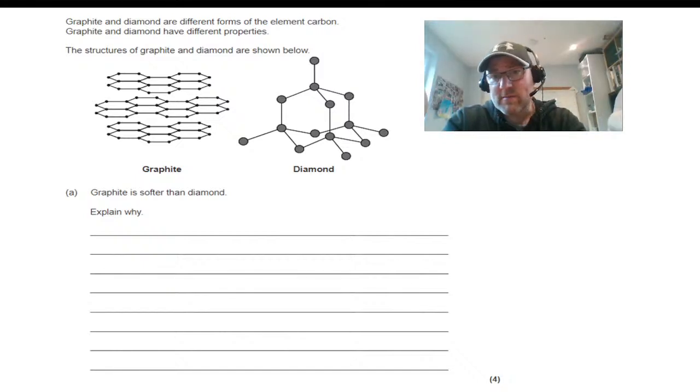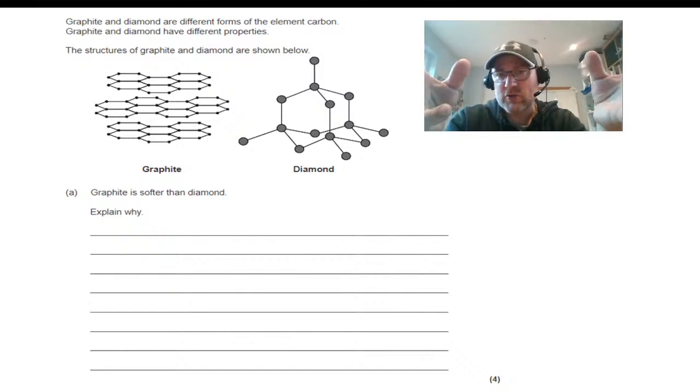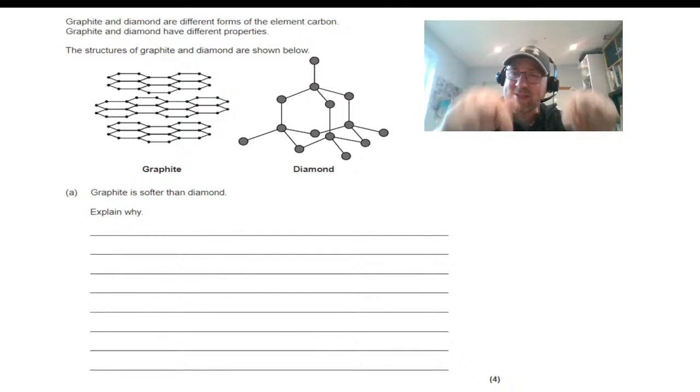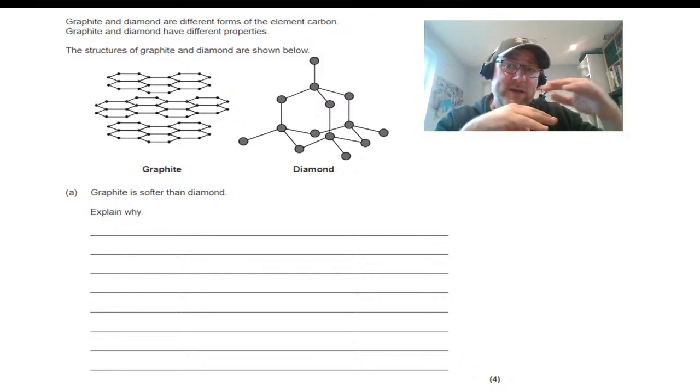They're both giant covalent structures with lots of strong bonds, which need lots of energy to break, but that's not going to get me the marks in this question. This question's not saying why do they have a high melting point. Both of them have a high melting point. If it was asking me about that, it would be giant covalent, lots of strong bonds, lots of energy to break. This is saying, why is graphite soft?